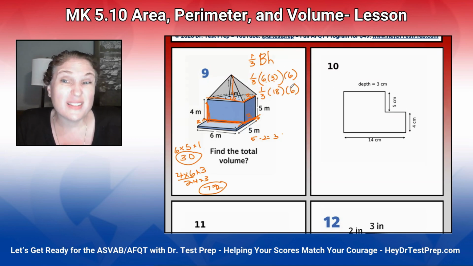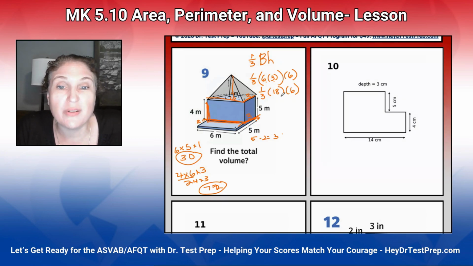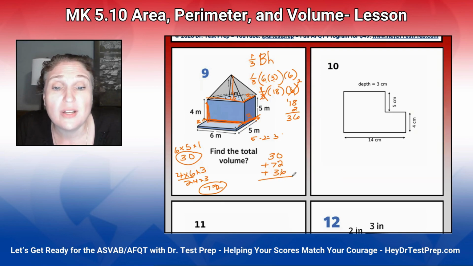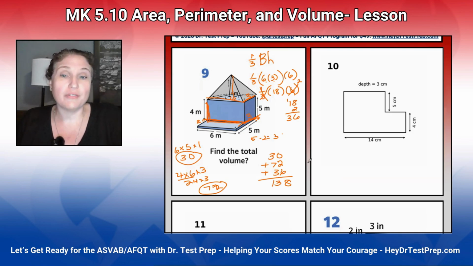And because it's a third, it's harder to do thirds of bigger numbers. I can just say, well, I know 1/3 of 6 is 2. So then I can do 18 times 2, get 36, and then add all of these up. This is definitely a harder question. So if this is holding you up, go on with your life.